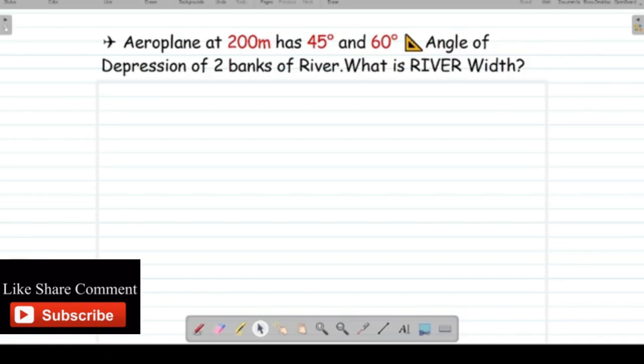So today we will take one question based upon trigonometric height and distance. Students, in height and distance, one quantity is given, such as the height of a tower or the height of an aeroplane, and we will identify the other part using the trigonometrical identities sine, cos, tan.